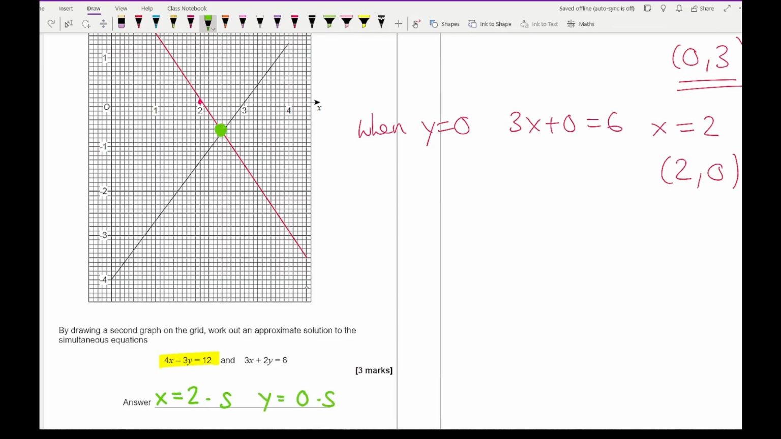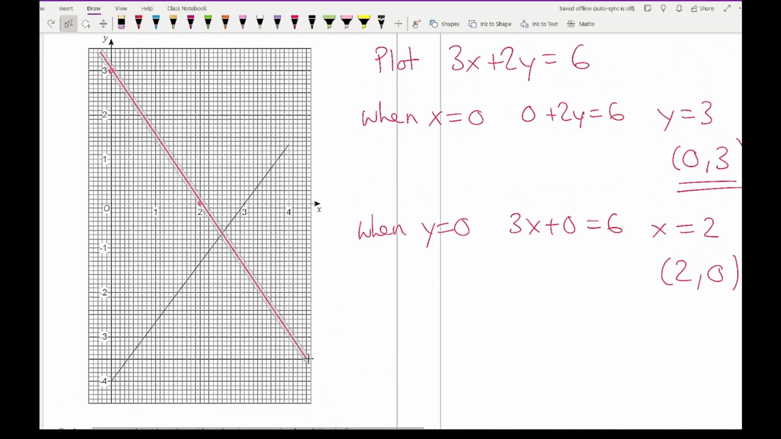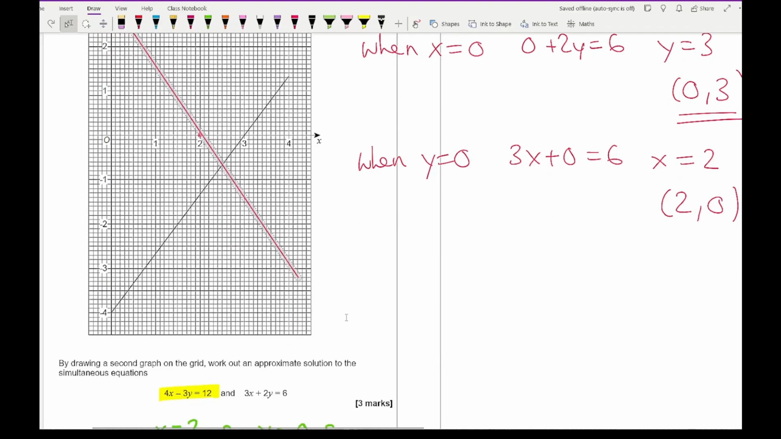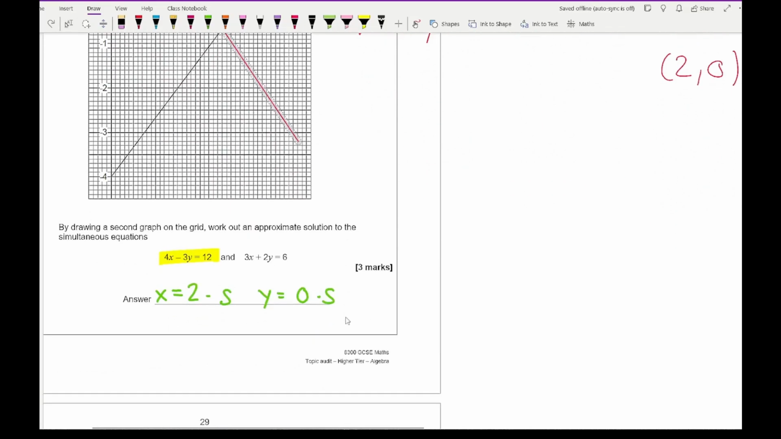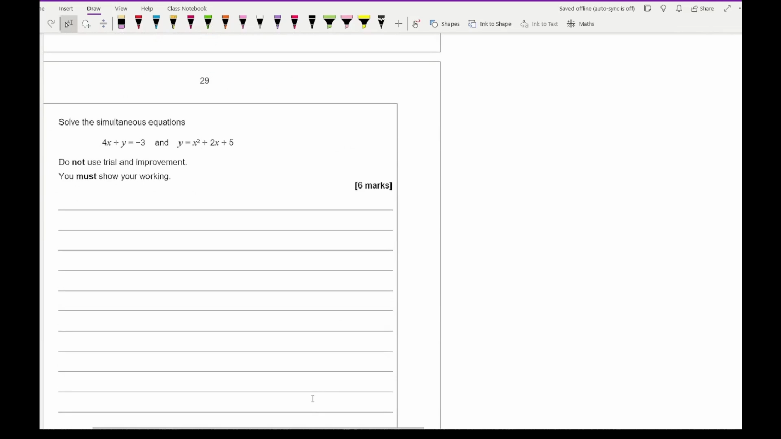And just ignore the big blob that I've put there and the fact that this line should be drawn a little bit more accurately. Well, it's actually round about 0.6, I should say. Let's just change that to a 6. Then moving on to the next question.